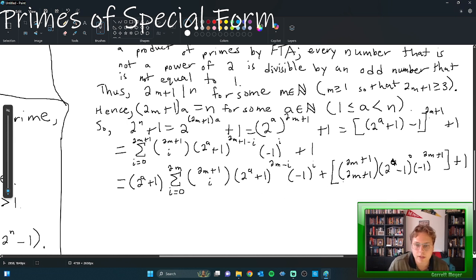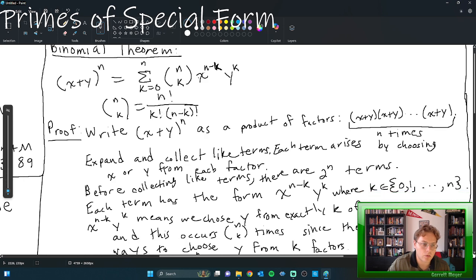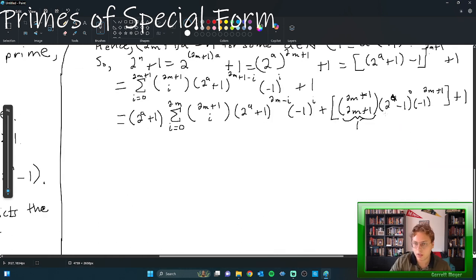Okay, so what happens with this last term? Well, for this last term, the only way to choose 2m plus 1 terms from a set of 2m plus 1 is just the one way. You just choose them all. So this ends up reducing to 1. And you can see that even from this theorem, if you just have n choose n, it ends up being n factorial divided by n factorial times 0 factorial. So it'd be n factorial over n factorial times 1, which is just 1. Anything to the power of 0 is just equal to 1. So this is just 1.